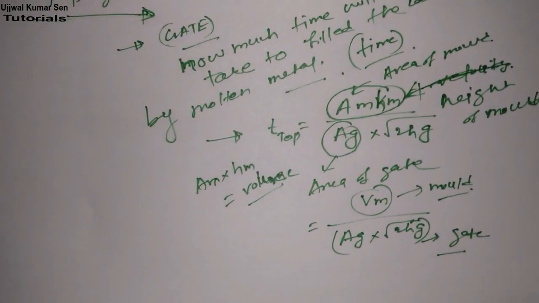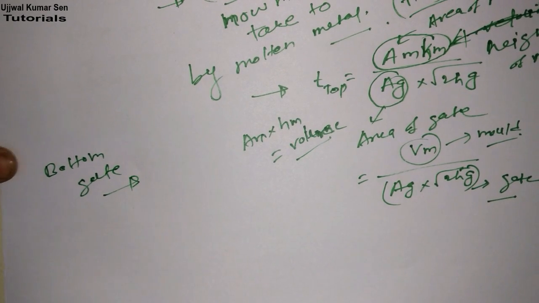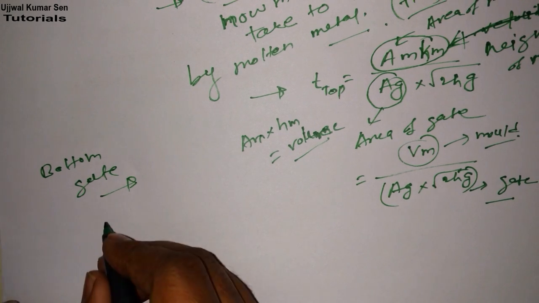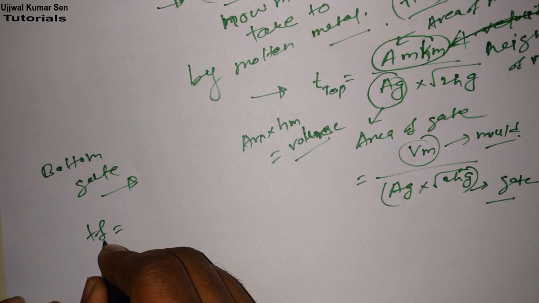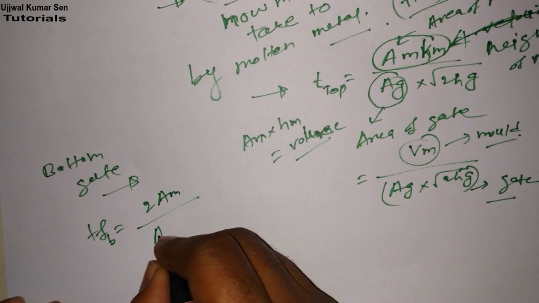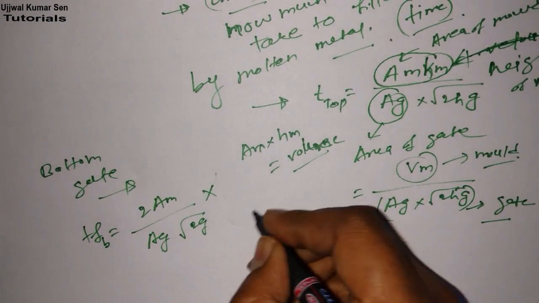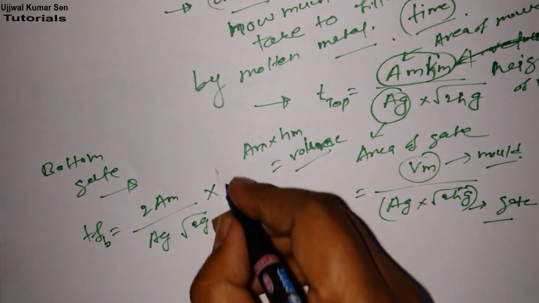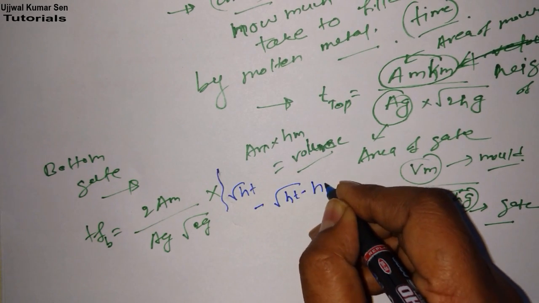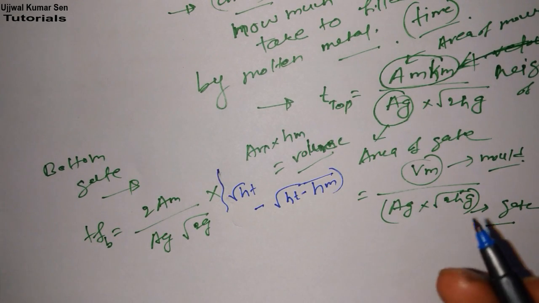Okay, again I should share here only the bottom gate. So what formula did we use in case of the bottom gate? Let's go for that bottom gate formula. T_B, the time for the bottom gate, is equal to 2 A_M over A_G, where A_G is the area of the gate, into root under H_T minus H_M. H_T means total height, and H_M means height of the mold.